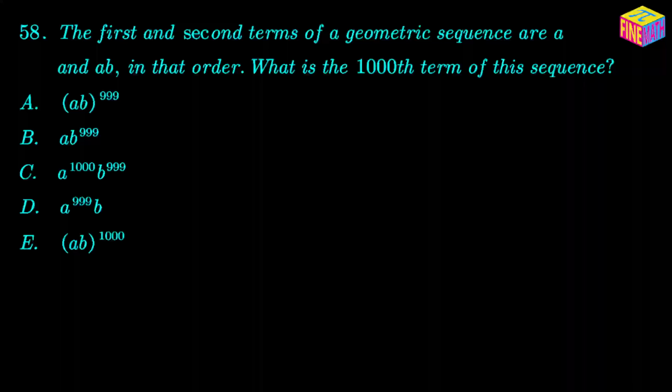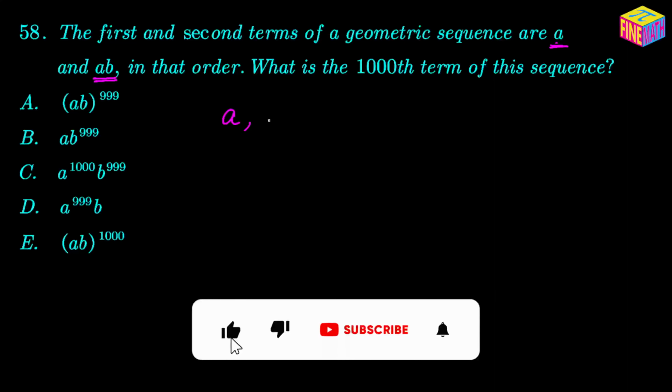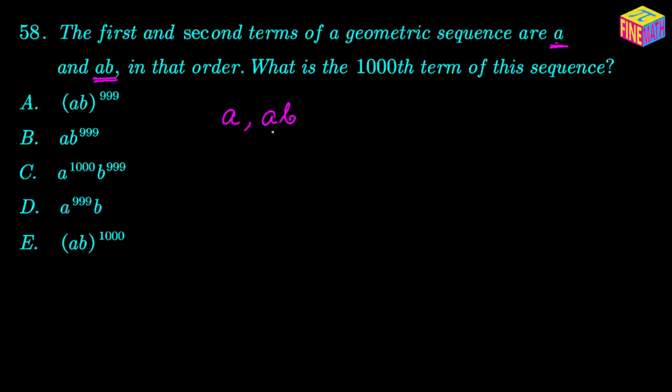So let's get started. Here the question says, the first and second terms of a geometric sequence are A and AB. So let's make a note of that. The first two terms of a geometric sequence are A and AB in that order, right? So we have A as the first term and the second term is A times B. A and B are two different numbers and it's a product of A and B, so that is AB. Now what is the 1000th term of this sequence? So we have to find out what is the 1000th term of this sequence.